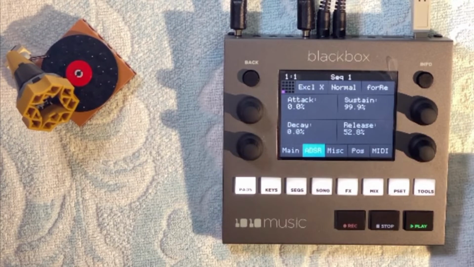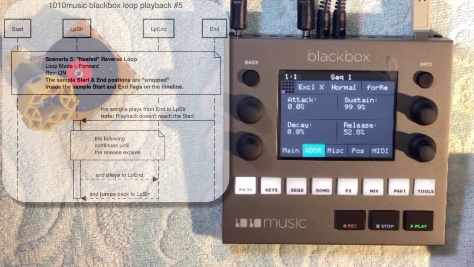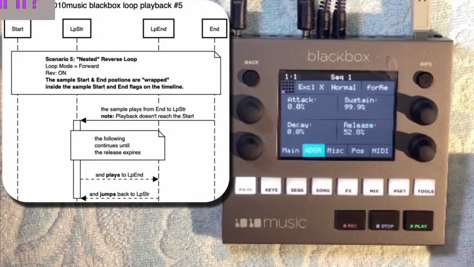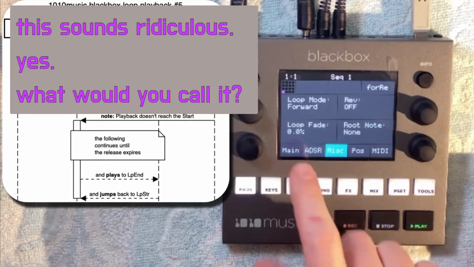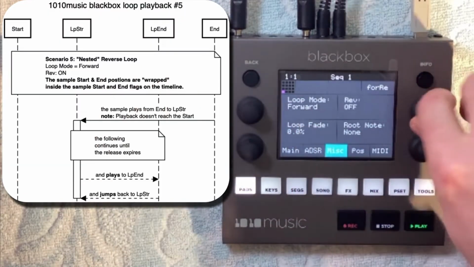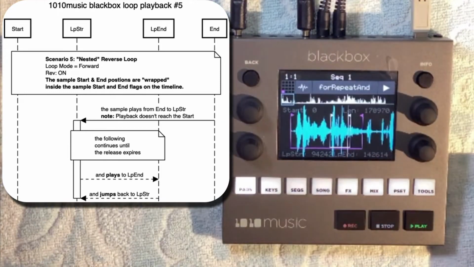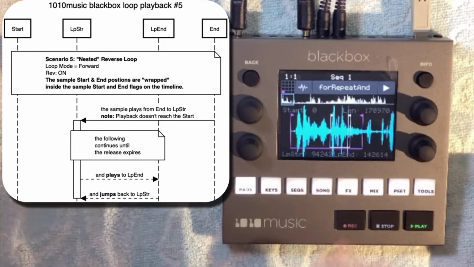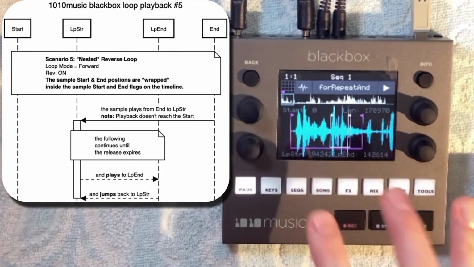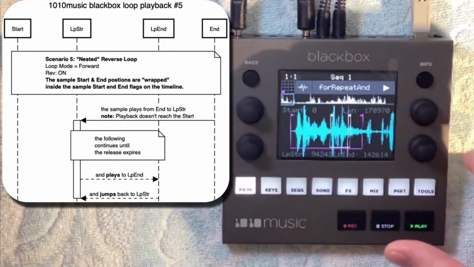let's look. That was scenario 4, and we're going to do scenario 5. So this time we're going to do a nested reverse loop. So loop mode is forward, but this time I'm going to turn reverse on. We'll go back here, and what I'm doing, same as before, the loop start and end is inside the sample start and end. Let's play this.